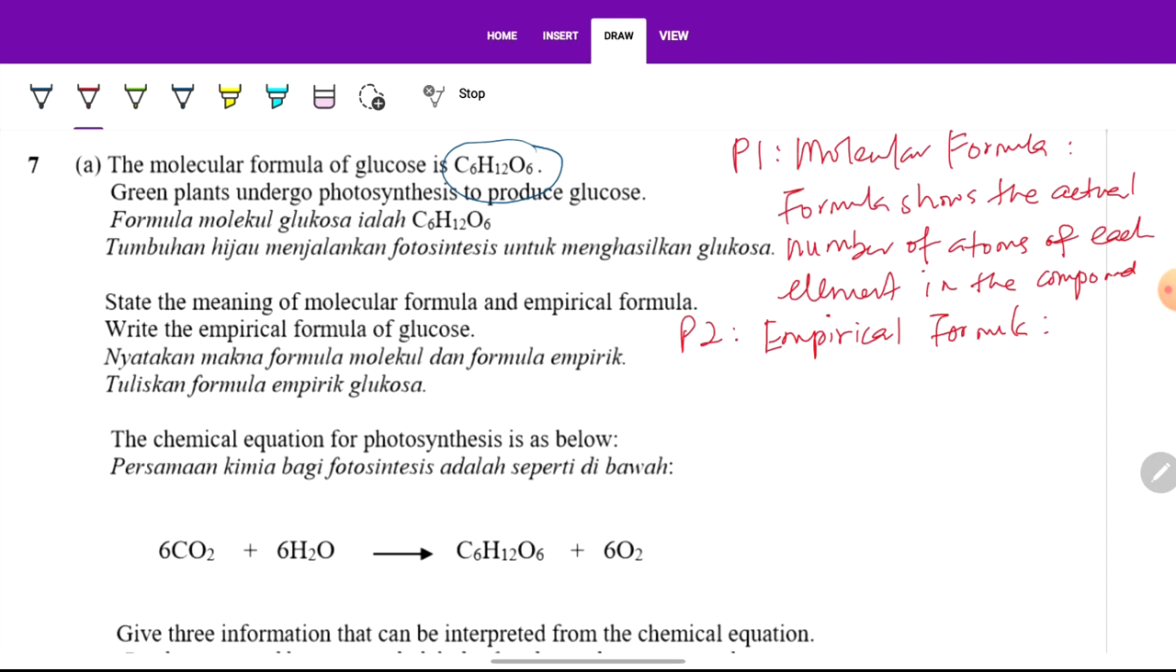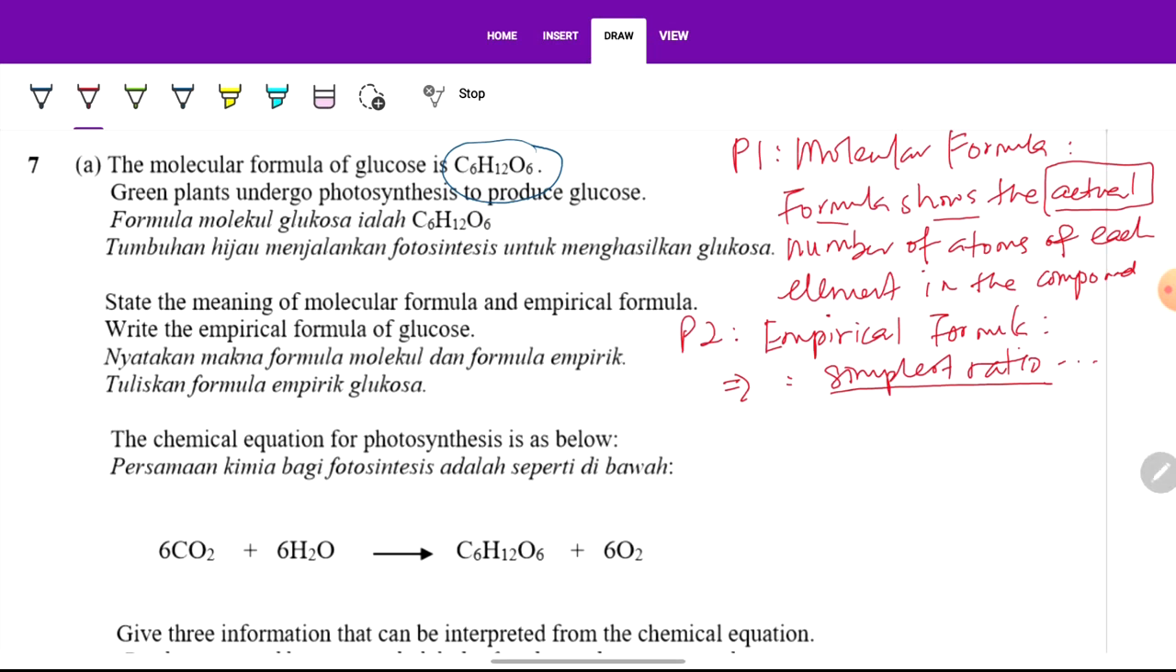It's the formula that shows the actual here. Okay, so the same thing. So the actual you change to the simplest ratio. We put the simplest ratio of atoms. Again, the remaining are the same. So the molecular formula is the actual, the empirical formula is the simplest ratio. So that is the only difference. So remember this, almost every year will come out in the SPM.